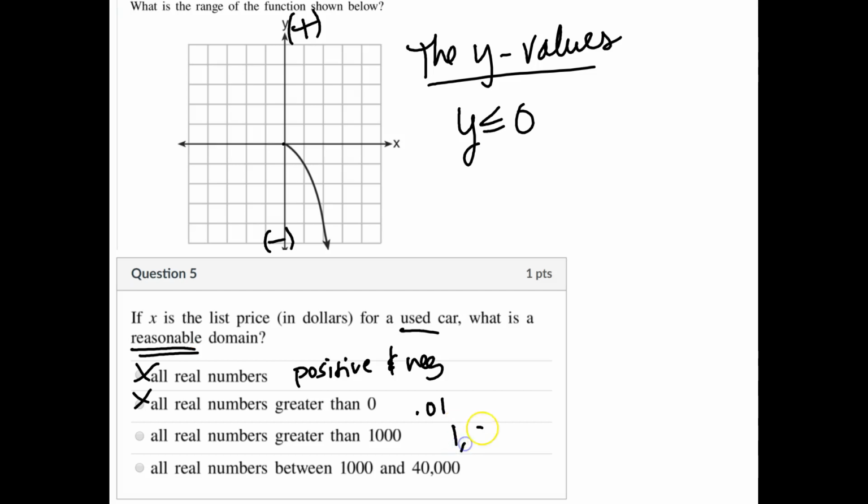Well, 1,500,000 is greater than 1,000. Is that a reasonable domain for a used car? I don't know what a car costs. Ferrari, Maserati, Bugatti, maybe somebody used it for a second. No. So all real numbers between 1,000 and 40,000 for a used car, that's a reasonable domain.